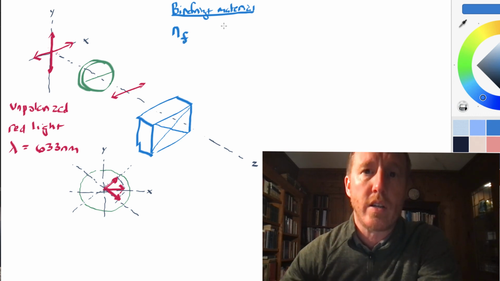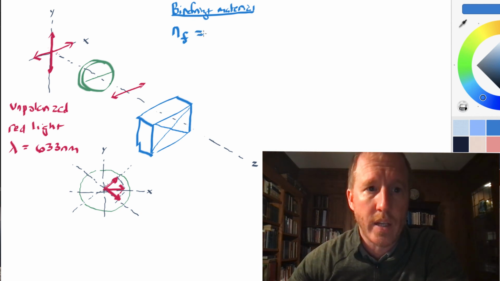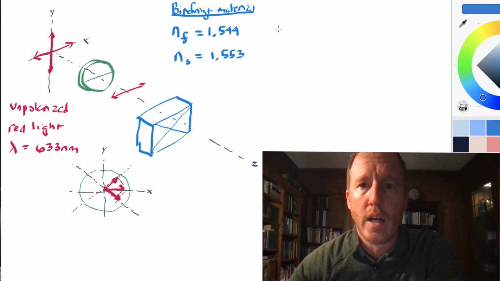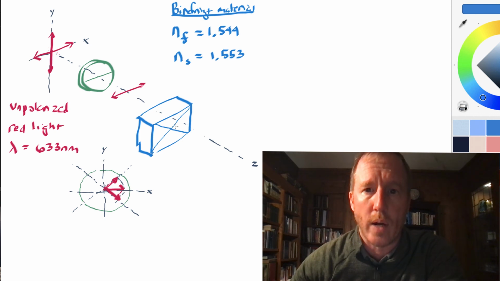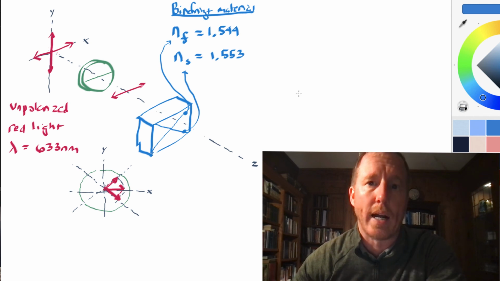So the refractive index along the fast axis, and I'll explain what I mean by that in a moment, is, let's suppose it's 1.544. And let's suppose the refractive index for light polarized along the slow axis is 1.553. Okay, now why are these called the fast and slow axes? So let's suppose if the light is polarized along this axis right here, that would be the fast axis. And if it's polarized along this axis, let's suppose that's the slow axis.